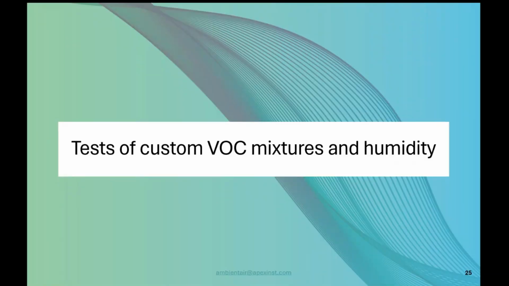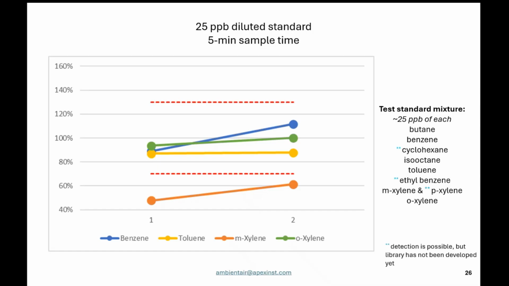Moving on to the next set of tests that evaluated custom VOC mixtures at various humidities. This test evaluated 25 parts per billion diluted from the test standard mixture listed on the right. The chromatography library for our analyzer has benzene, toluene, M, and O-xylene used. But note, there's other compounds from this mixture that are detectable using our analyzer, but the libraries for those compounds have not been built out yet.